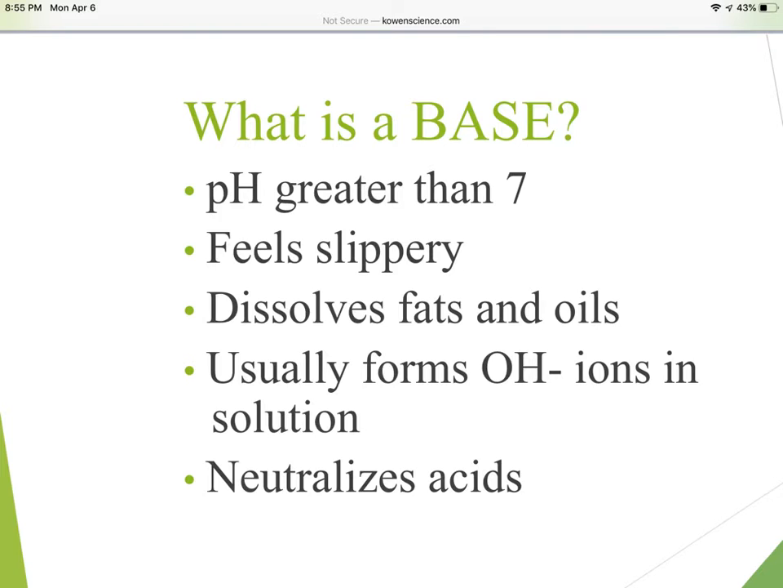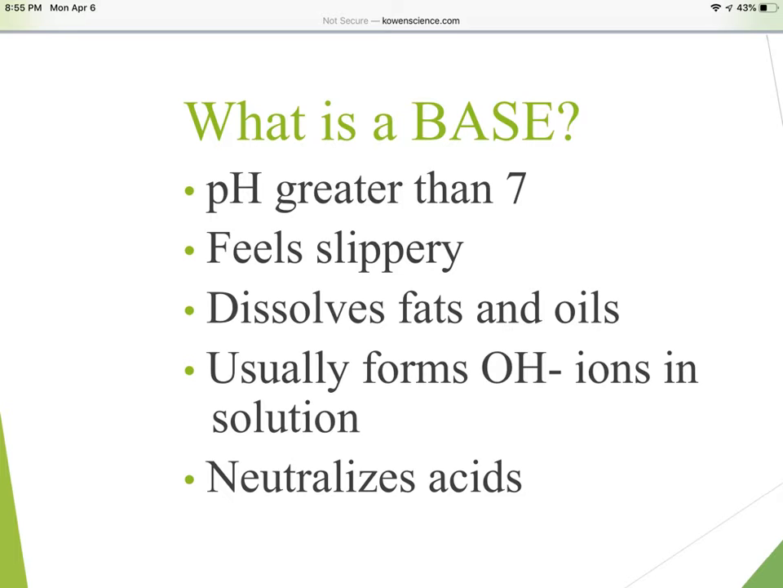So on the pH scale, 7 is neutral, less than 7 is an acid, greater than 7 is a base. The further from 7, the stronger the base is. So an 8 or a 9 would be considered a weak base. 13 would be considered a very strong base. Bases are greater than 7 on the pH scale.